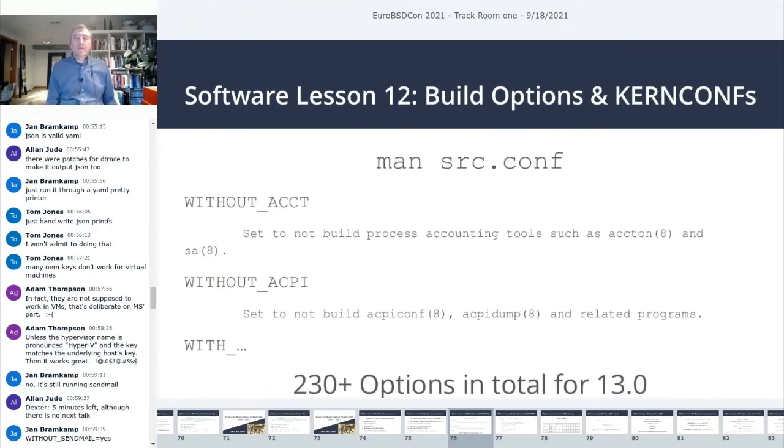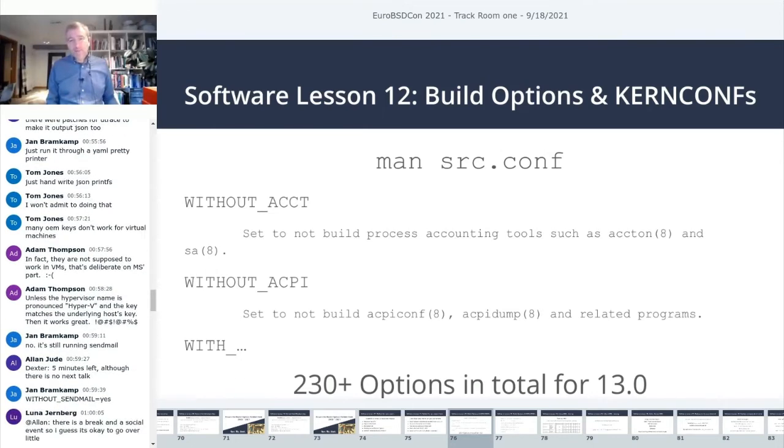If you look at the manual page for src.conf, you will see a whole bunch of options, 230-ish, from without accounting and without ACPI at the top. Some of them let you add a feature, like without sendmail. And I thought, oh, how about firewall: block all, add what you need. How about I just turn everything off and add what I want till it works?